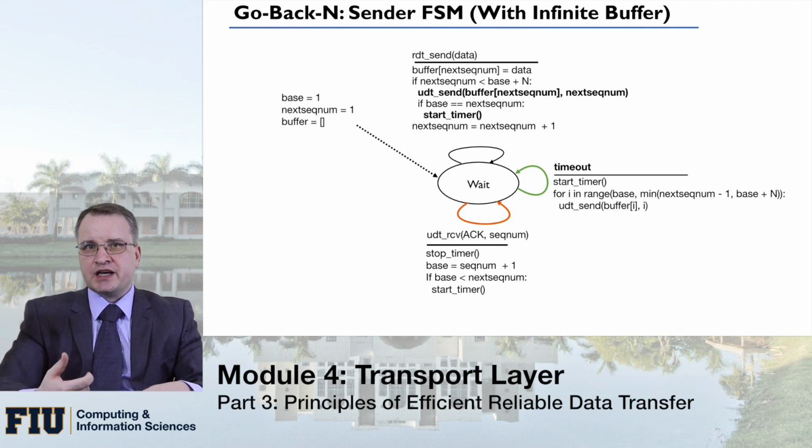The other action is base equals sequence number plus 1. Simply, it means that this is a cumulative acknowledgement, meaning the sequence number in the acknowledgement is the one that the receiver has received up to this point, in order. So as a sender, you can simply forget about earlier packets and assume this is the new base. And finally, if the base is less than the next sequence number, meaning that you're still waiting for acknowledgements, we restart the timer. And if some of the acknowledgements didn't come, they will be caught by the timeout.